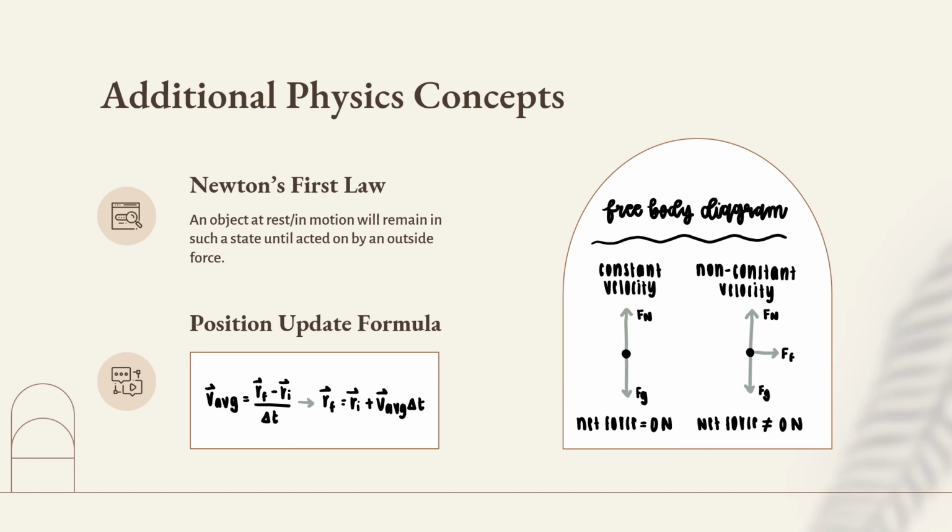Here are some additional physics concepts that may be needed to fully understand this lab, including Newton's first law, which describes how an object at rest or in motion will remain in such a state until acted on by an outside force, the position update formula, which is put in our starter code, and some free body diagrams, which show the difference between a constant velocity, having two forces acting in different directions at the same magnitude, and non-constant velocity, which does not show that.